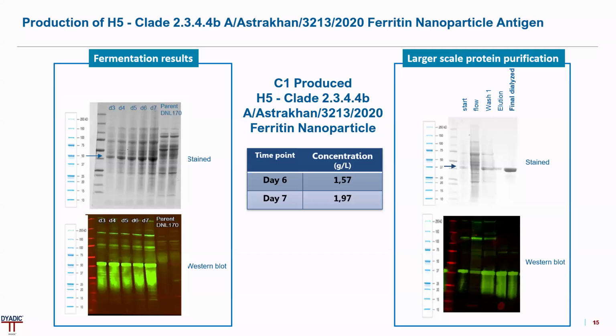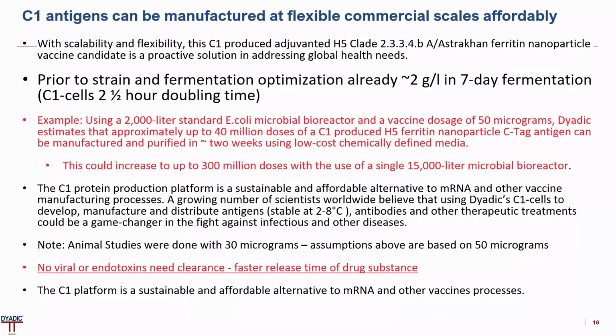So again, we talked about fermentation results. Day 6 was 1.5 grams per liter, and day 7 was roughly 2 grams per liter. You can see the purification here from the gels. So think about what that means in terms of scalability and affordability. Both of those are very important because, of course, if you don't have access or it's unaffordable, a vaccine or an antibody or treatment is 100% ineffective.